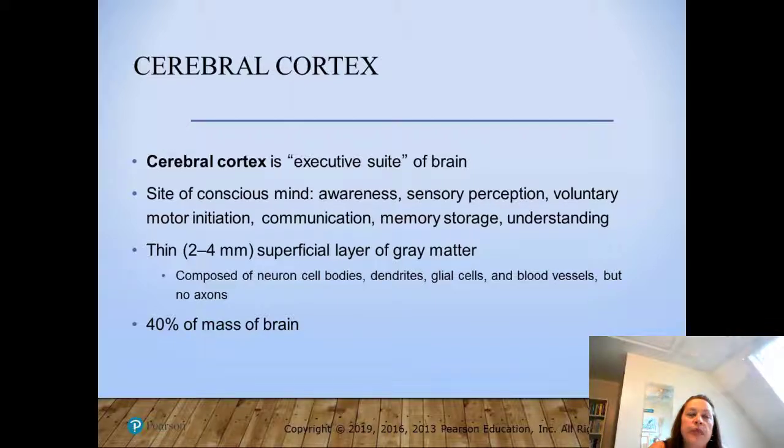So that's because the cortex is gray, and the gray has the cell bodies, the glial cells, blood vessels, all of that. So it has a lot more mass than the myelinated axons. Remembering that myelin is that insulated covering.